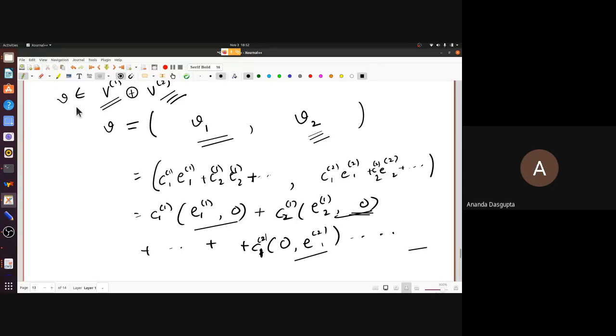So if you use this basis, it is very easy to check. I'm not going to go into the details right now, but it's very easy to check that if you use these basis vectors and form the matrix for this L1 plus L2 representation, what you will get is exactly the block diagonal form that we were talking about.